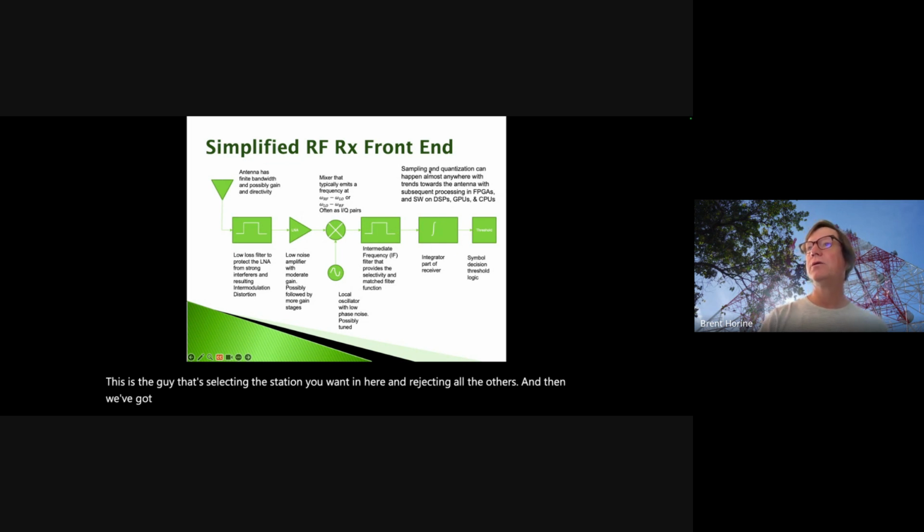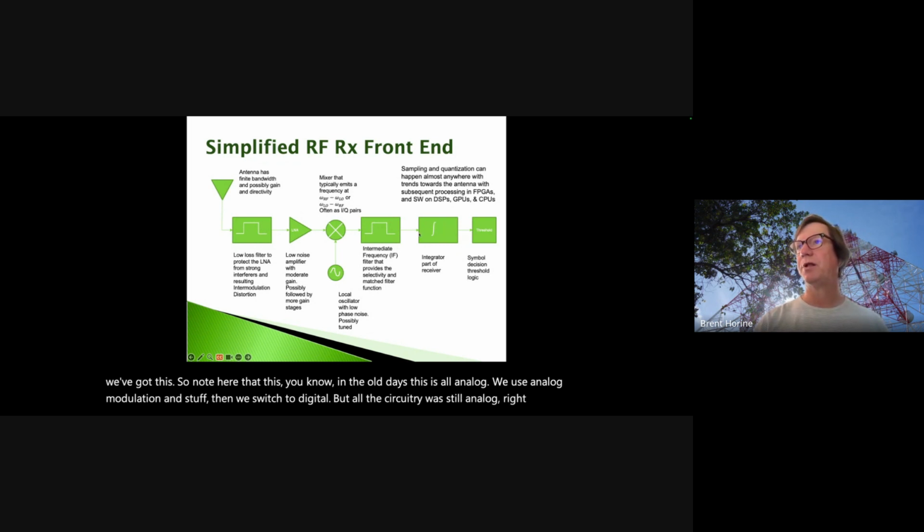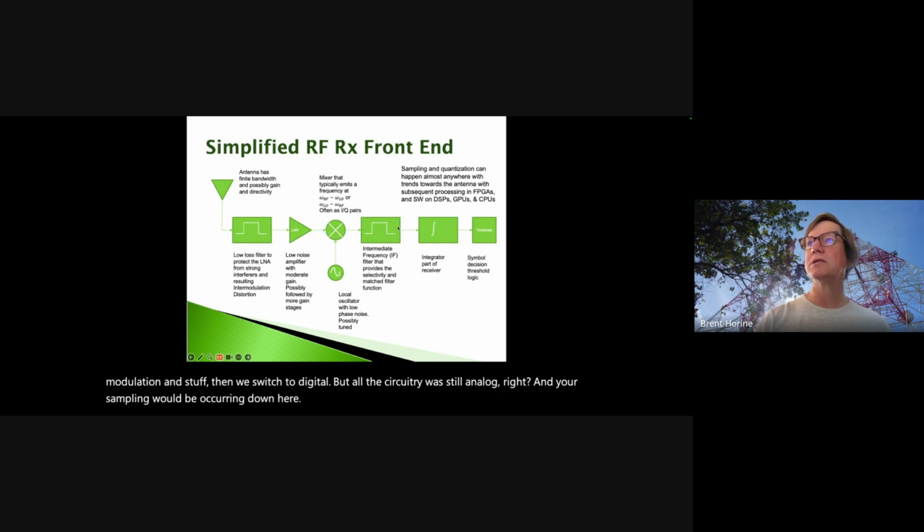So a note here that in the old days, this is all analog. We used analog modulation and stuff. Then we switched to digital, but all the circuitry was still analog, right? And your sampling would be occurring down here. But we tend to move the sampling and quantization, or basically the analog to digital converter, the ADC, earlier and earlier in the process, right?